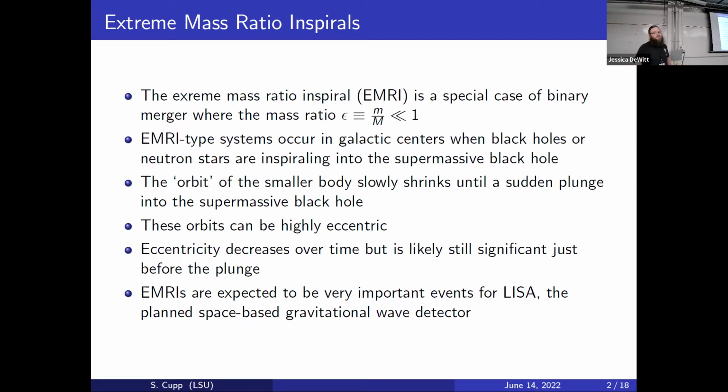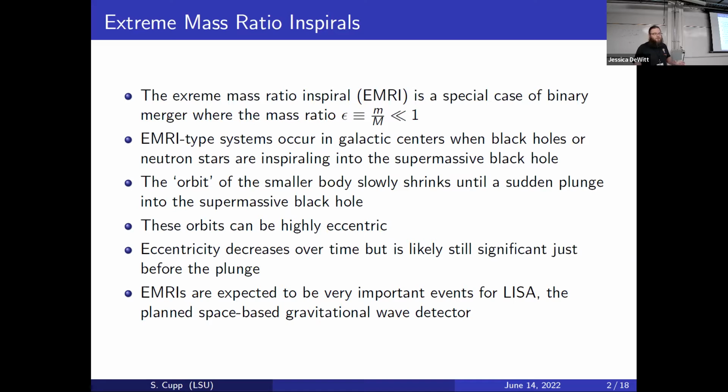So EMRI type systems are one of the main things that you would expect to see in galactic centers, where you have black holes or neutron stars inspiraling into the supermassive black hole. So the main point here is that one of the objects is so much larger that it is almost unaffected by the other body. Generally, the mass ratio is going to be something like 1,000, 10,000. The bigger object is just way more massive than the smaller one.